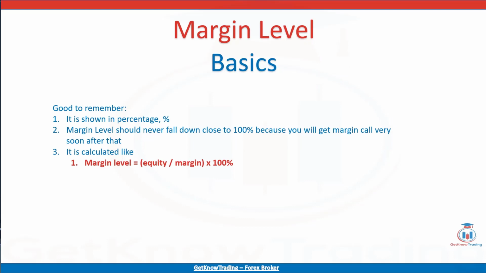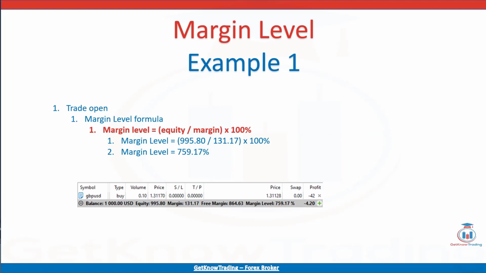And the third margin you see is the margin level. That is the level shown in percentage. Margin level in Forex tells the trader how much of their funds are available for new trades. Margin level should never fall down close to 100%, because you will get a margin call very soon after that. It is calculated like this: margin level is equal to equity divided by margin and multiplied by 100 to get it in percentage. Margin level depends on leverage and lot size used on the open orders. Lot size affects margin, that is part of the formula for margin level.